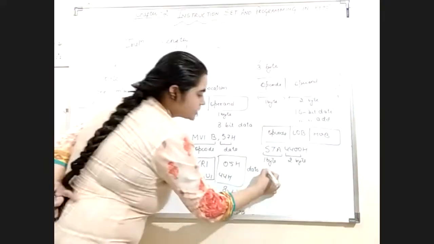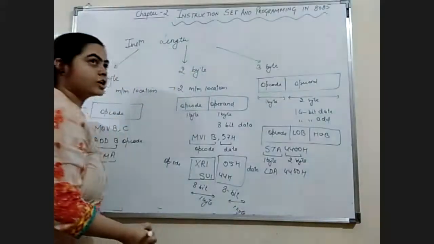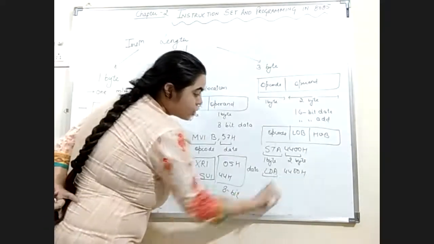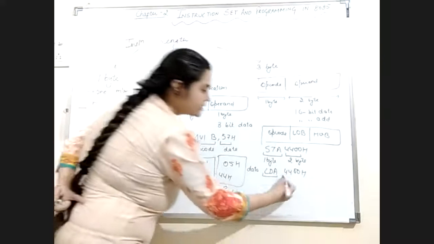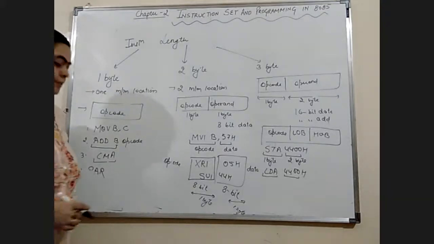Second type of instruction we have is LDA 4400H. So in this instruction again you can see, this is the opcode which is of 1 byte, and this is the address again which is of 2 bytes. So again this instruction uses 3 bytes of memory.